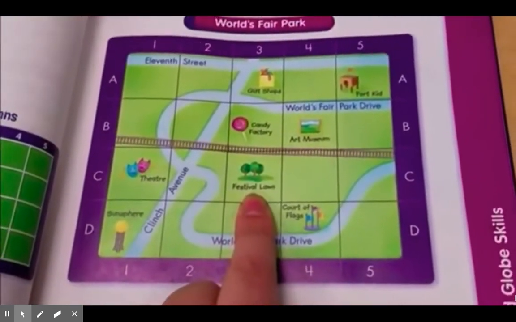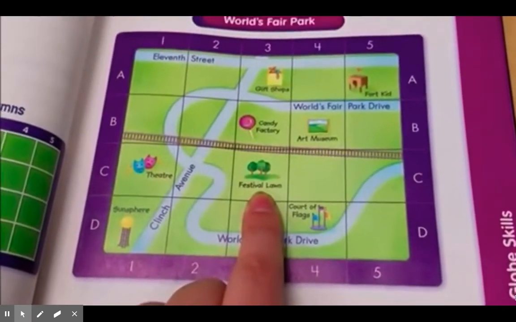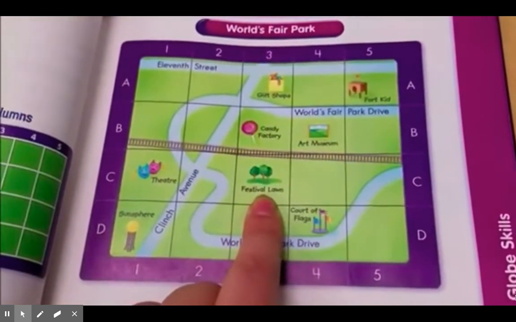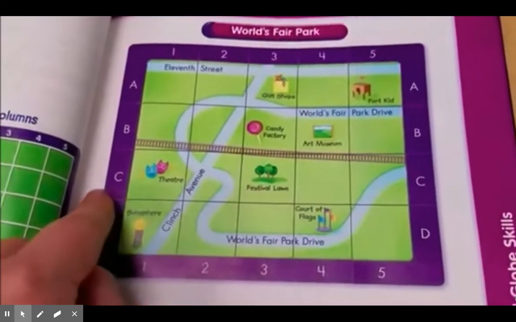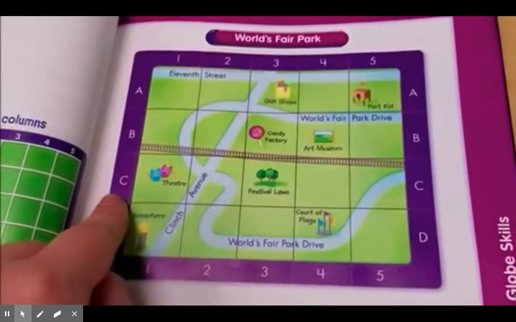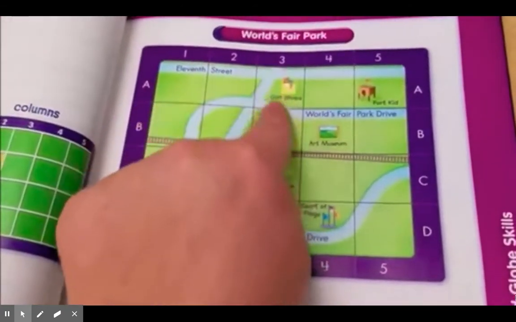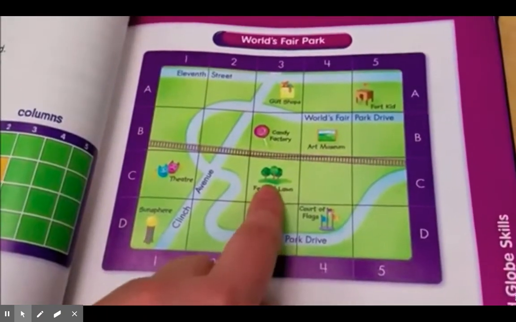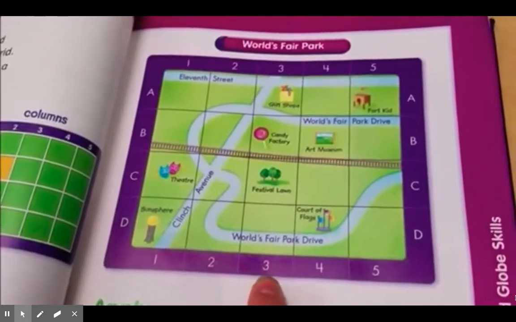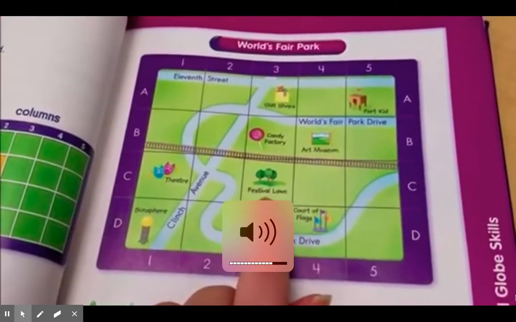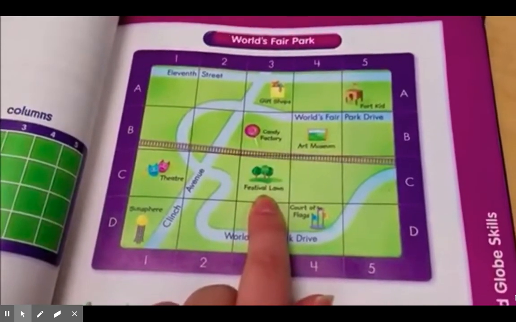I'm pointing to the festival lawn. It's labeled for me on the map so I know what it is. If I want to find what square the festival lawn is in, I'll first run my finger to the left and right. This tells me the letter of the square. The festival lawn is in square C. Then I'm going to run my finger up and down. This tells me the number that the festival lawn is in. It's in number 3. So when I label my festival lawn, I would say it's in square C3. I always put the letter first when I label my squares.